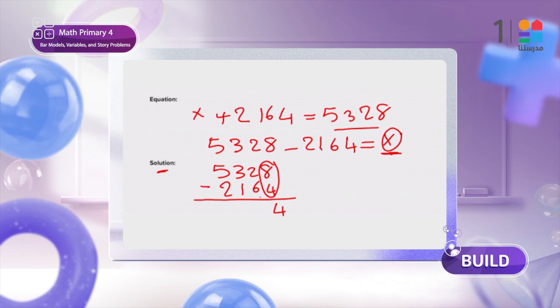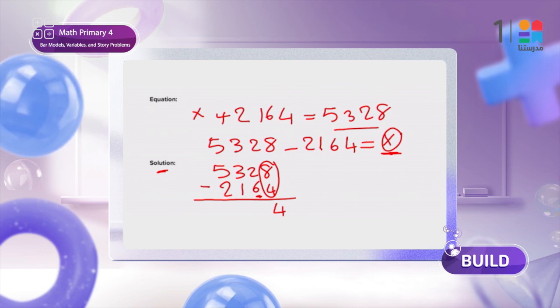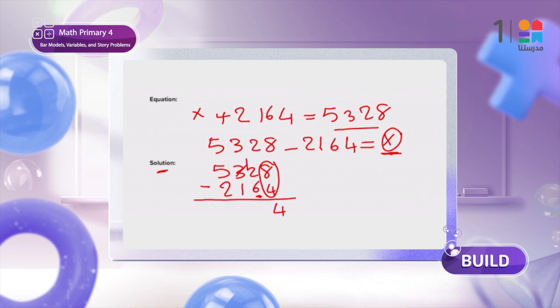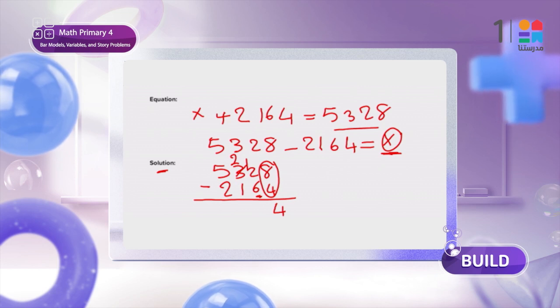Now ask yourself, can I subtract 6 from 2? No, I can't. So here I need to regroup. What should I do? I will take 1 from the 100, so 2 will be 12 and 3 will be 2. Now can I subtract 6 from 12? Of course, yes. 12 minus 6 gives me 6.